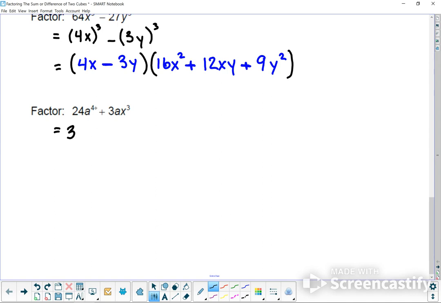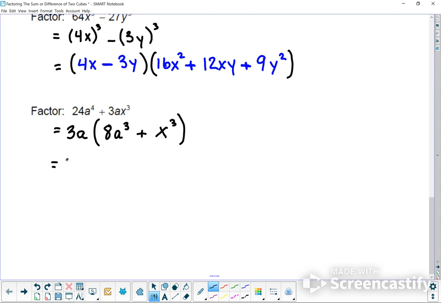Right? And the hint is also that a to the fourth, there's too many. Right? I only need 3 and I got an extra one. And you can see the hint is right here also. There's an extra a sitting around. So I'm gonna factor out 3 and I'm gonna factor out an a. Left over will be, so 24 divided by 3 is 8. A to the fourth divided by 1a is going to be a to the third. And 3 divided by 3 is 1, and a divided by a is 1. And all I have left is x to the third.